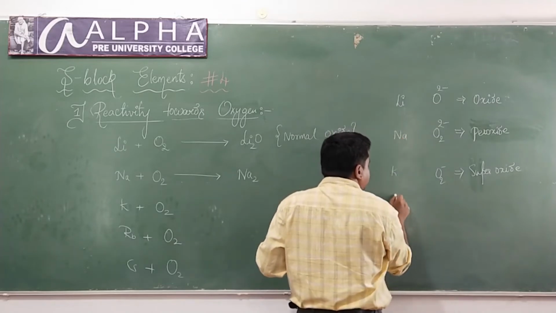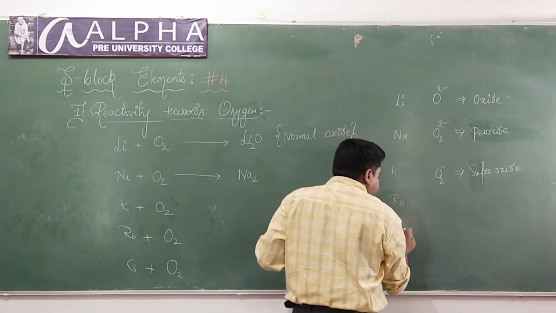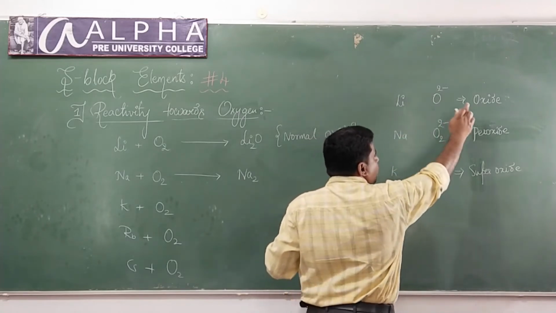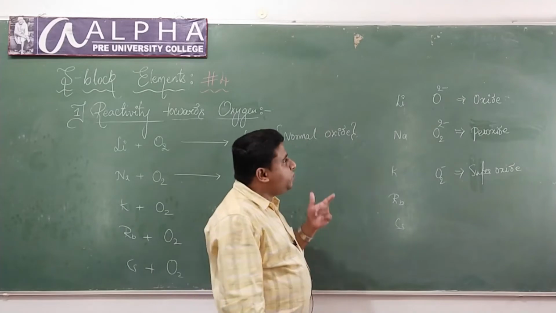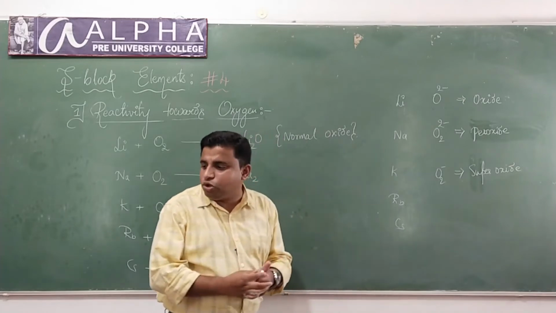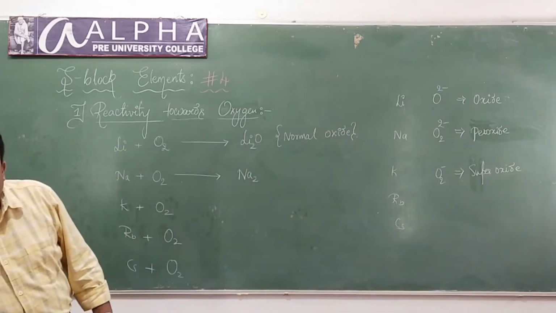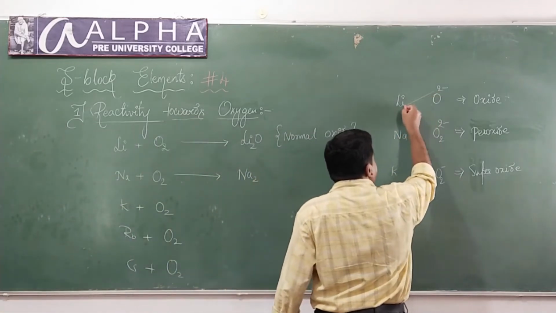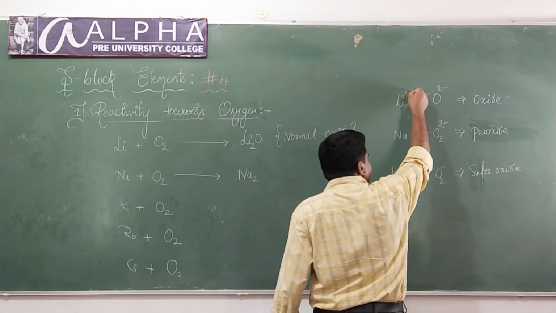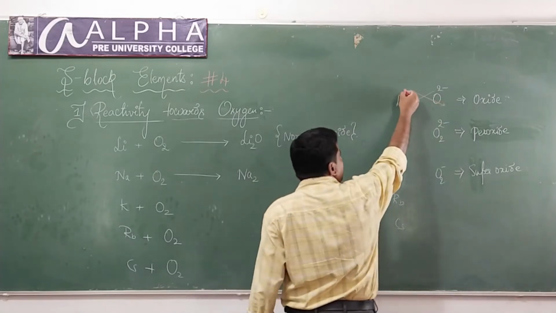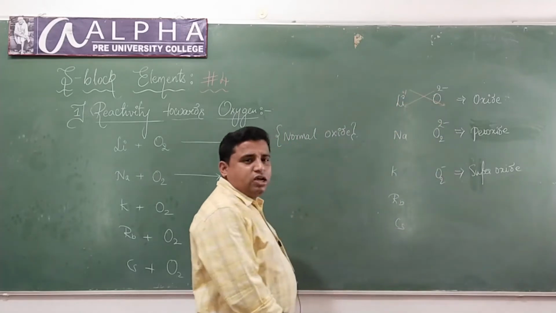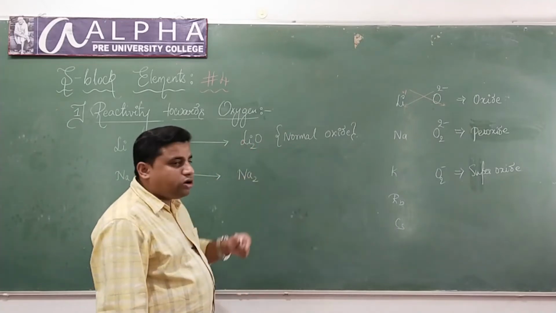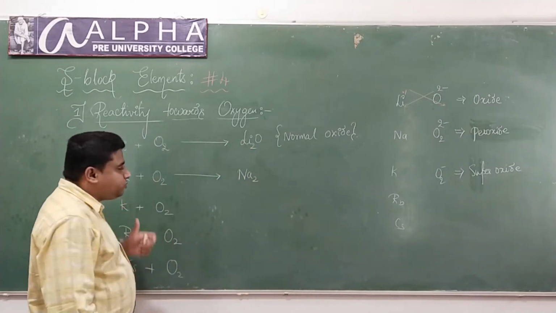Now here you write lithium, then sodium, then potassium, rubidium, cesium. Lithium reacts with oxygen and forms a normal oxide. What will be the formula of the normal oxide? You just have to cross multiply. If you want to write the formula, use crisscross multiplication. We know lithium will be in the +1 state, correct? So the formula will be Li2O, correct? Normal oxide.